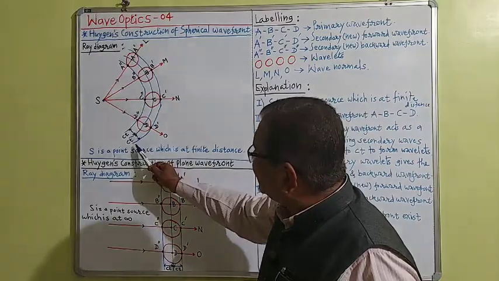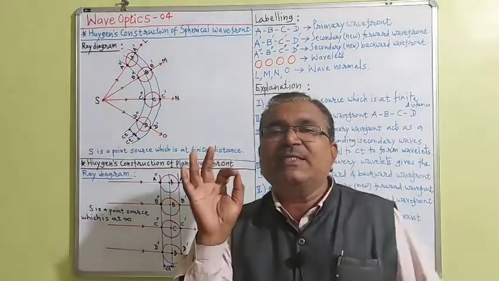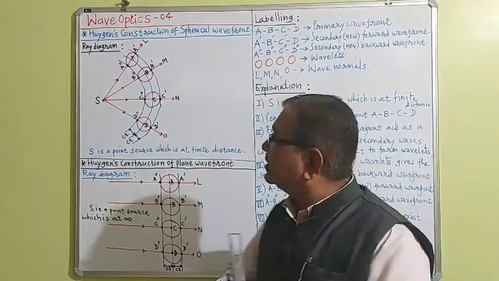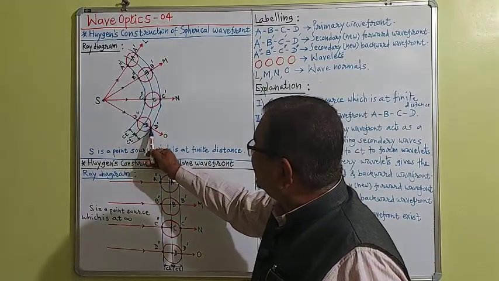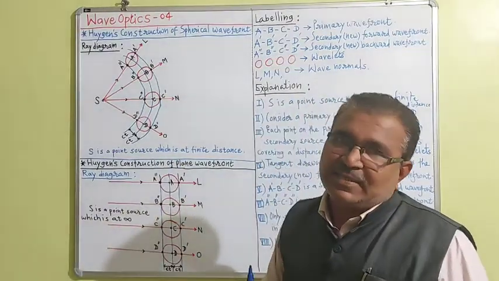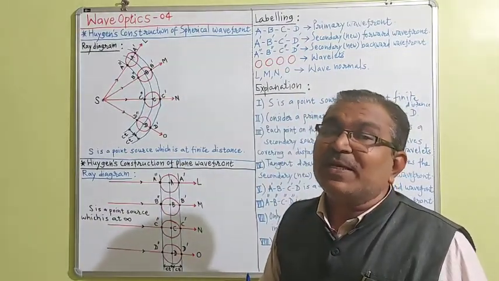What is this Ct? C is the velocity of light in air. What is Ct? Ct is nothing but the distance covered by the wave in time t. So this is all about spherical wavefront.